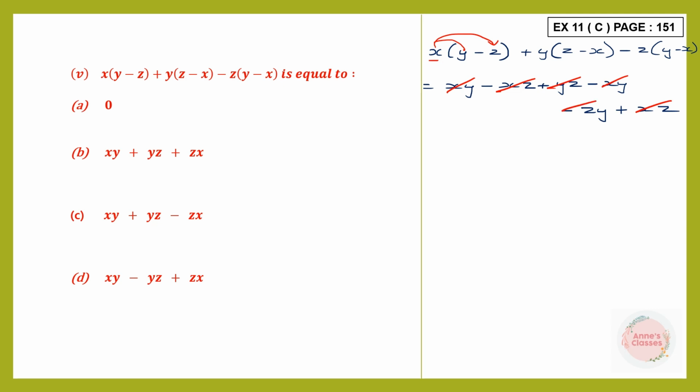So finally here what do we have? We have 0 as our answer. So which of these options is 0? Option A, the answer is 0. So option A is our answer.